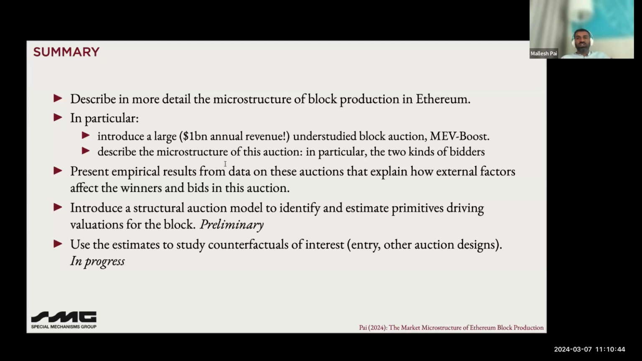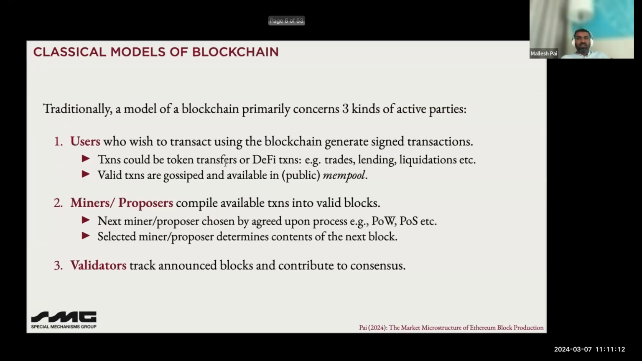I'm going to describe the structure of this auction and try and convince you that there are some interesting heterogeneities in terms of who is bidding in this auction and how. And then I'm going to present some empirical results from the data on these auctions and use that to study things of interest in terms of outcomes, in terms of counterfactuals, and so on. So that's a high-level summary. Unless there are questions, I'm going to just carry on.